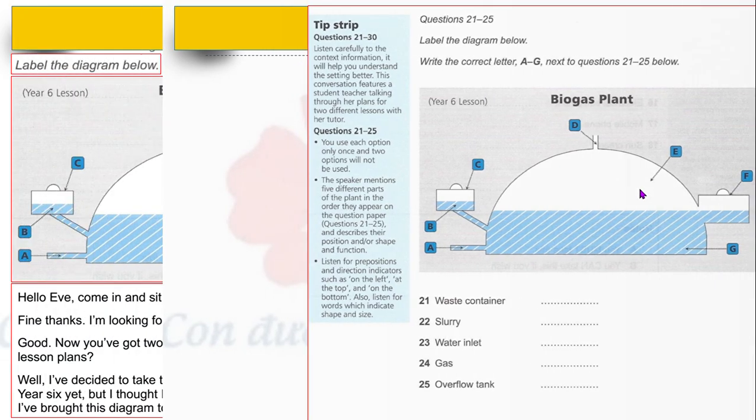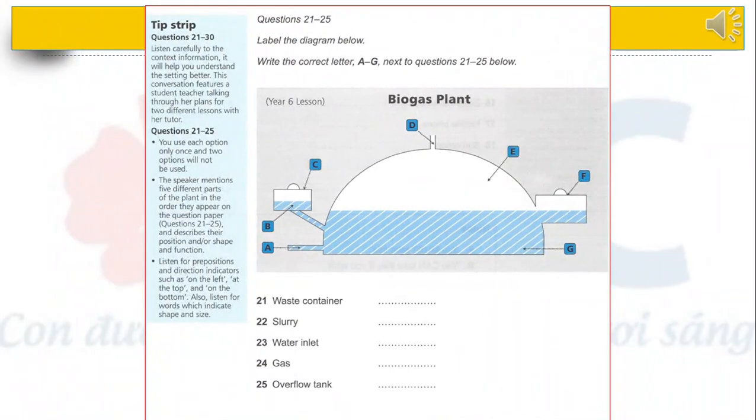You will hear a trainee teacher called Eve talking to her university tutor about her preparations for teaching practice. Before you listen, you have some time to look at questions 21 to 25. Now listen and answer questions 21 to 25.